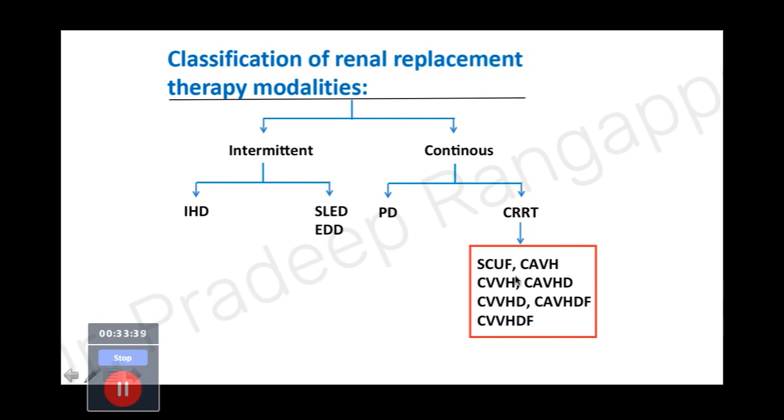This is continuous arteriovenous hemofiltration or continuous veno-venous hemofiltration. This is continuous arteriovenous hemodialysis, continuous veno-venous hemodialysis, continuous arteriovenous hemodiafiltration, continuous veno-venous hemodiafiltration. Basically, all these components have fluid removal along with solute removal. So understood? So this is the continuous and intermittent.